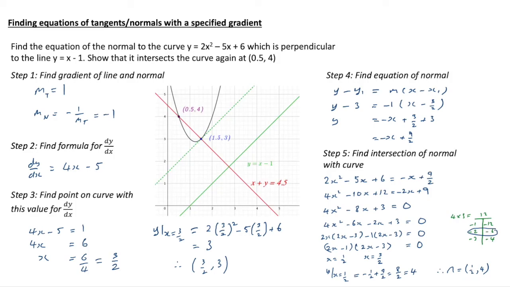There's a picture of this whole situation. We have the solid green line is our original line, y equals x minus 1. The dotted line is parallel to that, but touching the curve, so it's the tangent to the curve that's parallel to our original line. The normal is then at right angles to that, and the point is 1.5, 3 or 3 over 2, 3, which we found, and then we can see the normal then intersects the curve again at a half, 4 or 0.5, 4. So that's the geometry of all this algebra and calculus we've done.